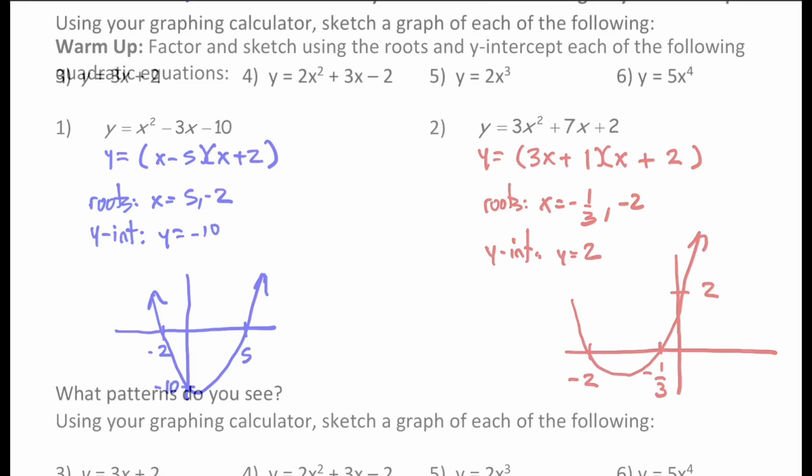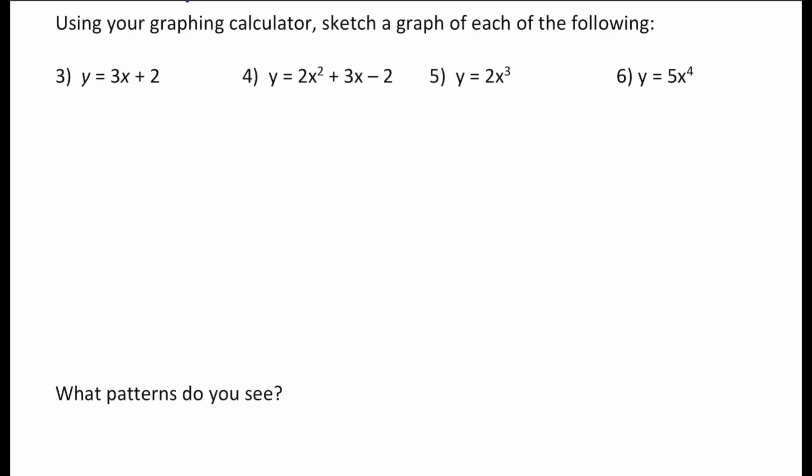Sort of like that. Okay, what I'd like you to do next is grab your graphing calculator. We're going to make a quick sketch of each of these functions. The first one, y equals 3x plus 2. All right, quick sketch of that. Linear, positive slope, y-intercept of 2. Looks roughly like that. Next one, I've got a quadratic, y equals 2x squared plus 3x minus 2.